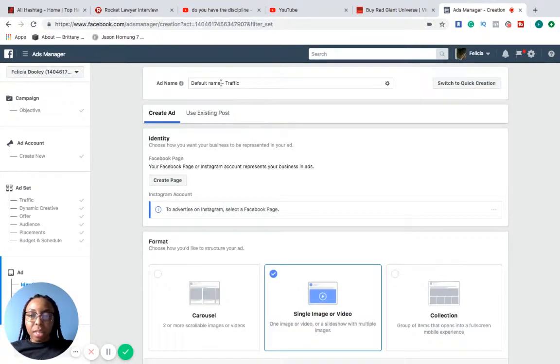So obviously, the default name is traffic. So then I just put whatever I'm promoting, ClickFunnels traffic. That's how I keep myself organized.